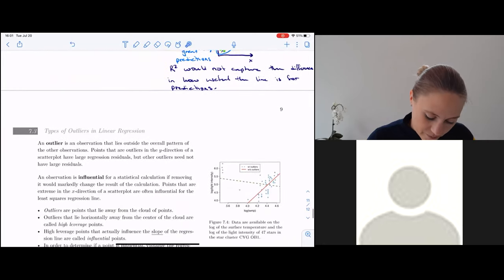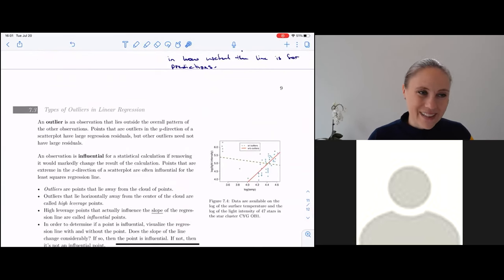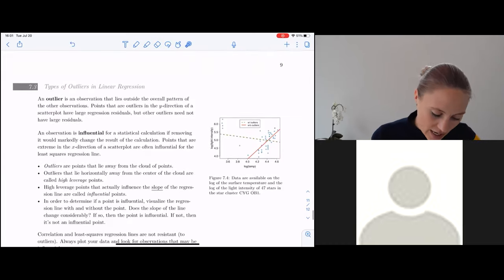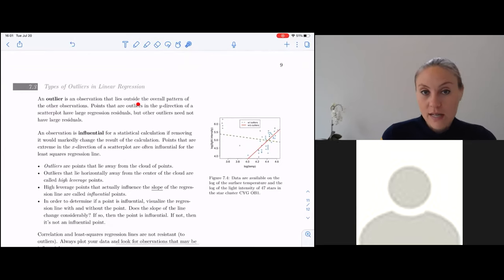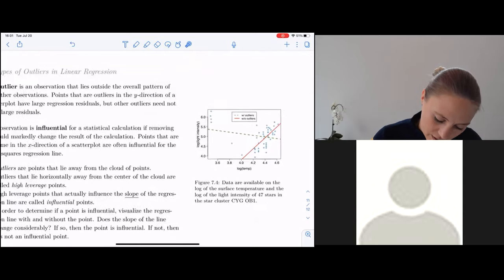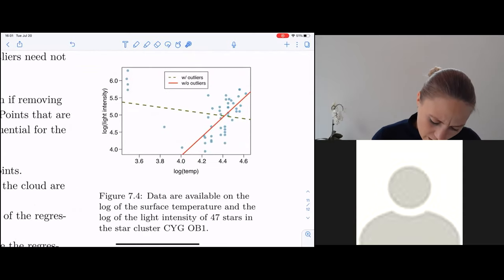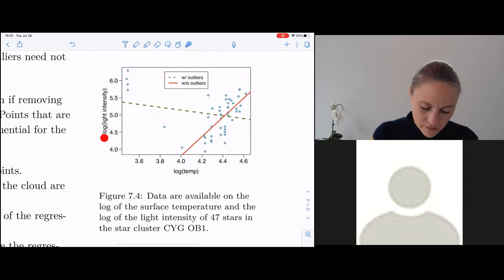Okay. So the last section that I want to talk about is different types of outliers that we can have. Now, an outlier is an observation that lies outside the overall pattern of other observations. For example, here, they've done log transformations, and that's okay. We're just going to ignore that. We've talked about transformations, but we haven't done them.